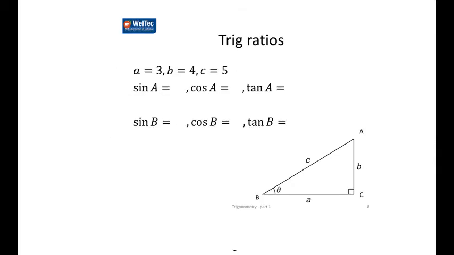Let's use some numbers this time. If A is 3 and B is 4 and C is 5, then the sine of A is going to be opposite over hypotenuse, so that would be 3 over 5. And the cosine of A would be 4 over 5. And the tan of A would be 3 over 4.